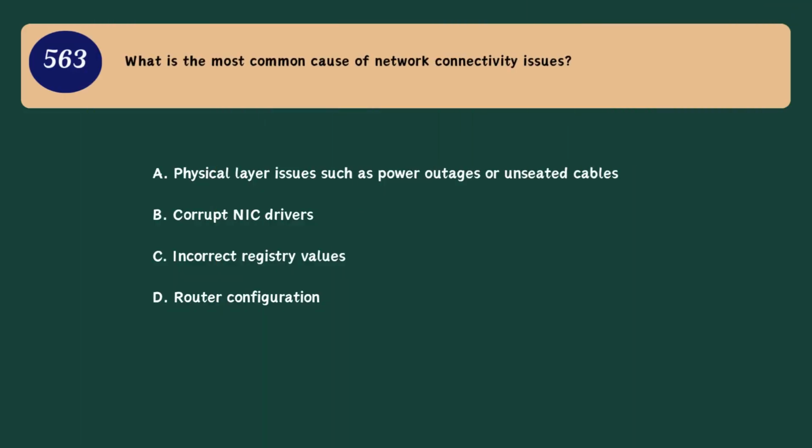Question 563. What is the most common cause of network connectivity issues? A. Physical layer issues such as power outages or unseated cables. B. Corrupt NIC drivers. C. Incorrect registry values. D. Router configuration.